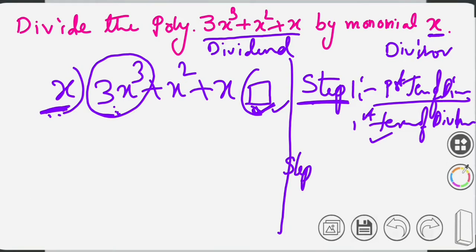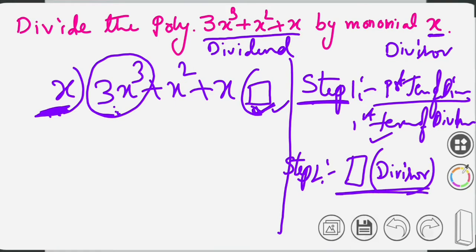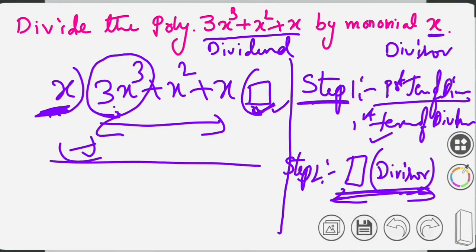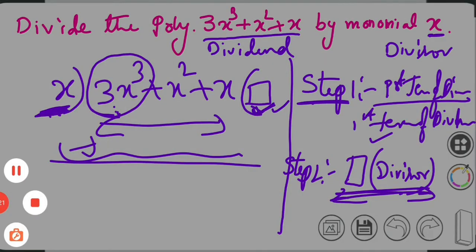And in step 2, that term you have to take and multiply with the divisor. You will get some polynomial. That polynomial you have to write here and you have to do the subtraction. In the problem we will discuss this clearly.